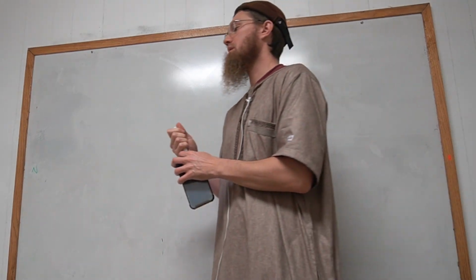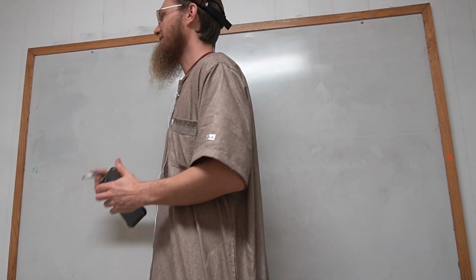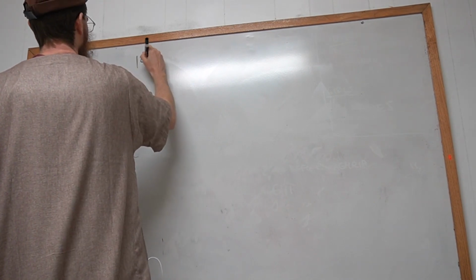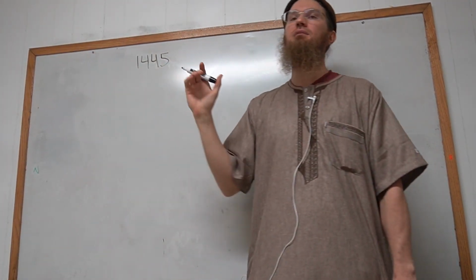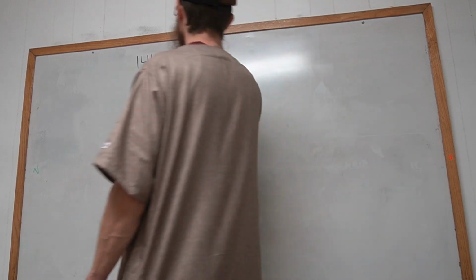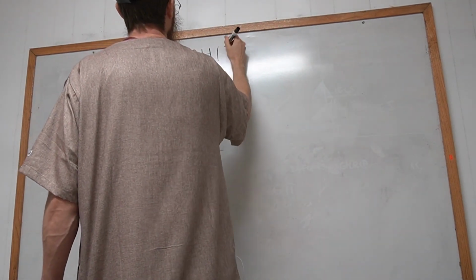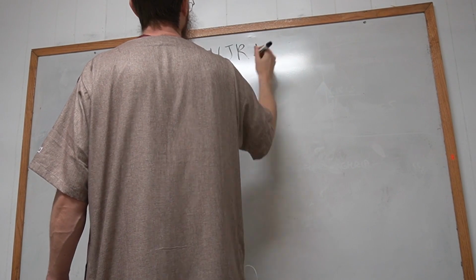Who can tell me what year it is? 1445. Very good. 1445, according to which calendar? The Hijri. The Hijri calendar, mashallah, yes. The Hijri calendar. What is the Hijri calendar? Why is it called the Hijri calendar?